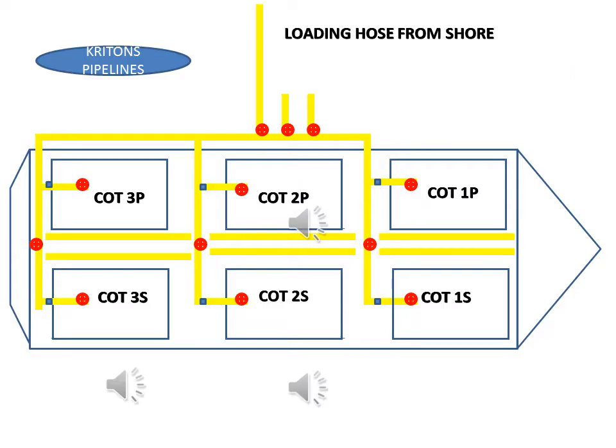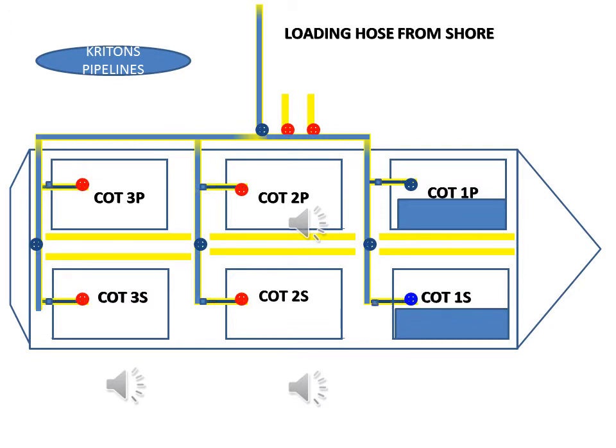We presume that the vessel is at the terminal and ready to receive the cargo. Open the manifold. Open the segregation valve. Open number 1 port side cargo tank. Then, you can start loading. When you observe that you are receiving the cargo in the number 1 port cargo tank, you can open the number 1 cargo tank starboard.